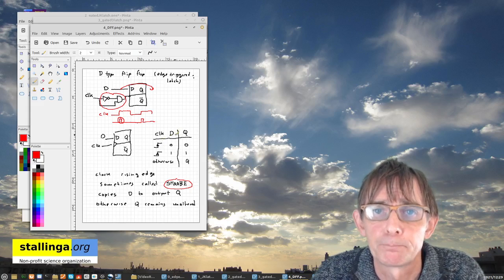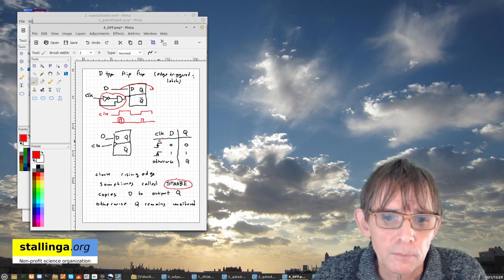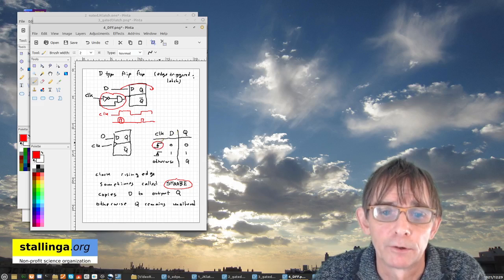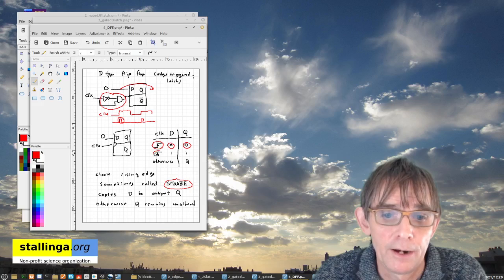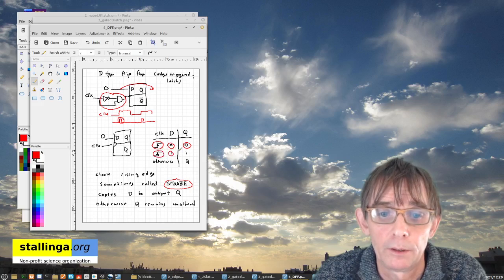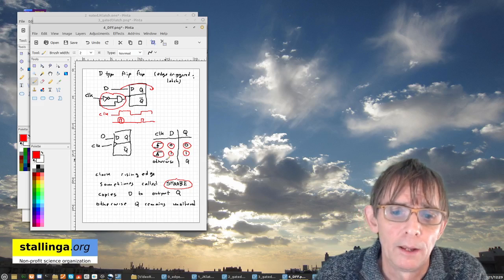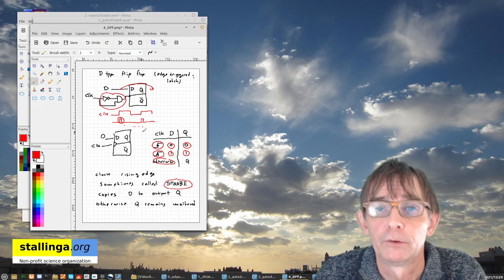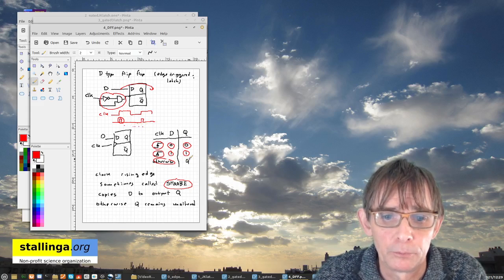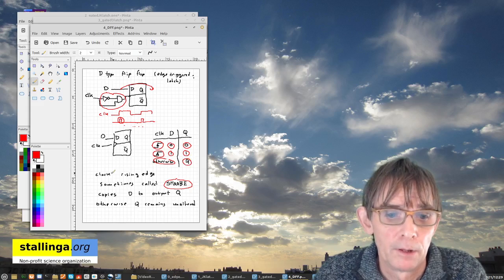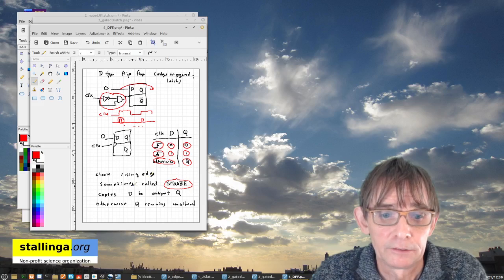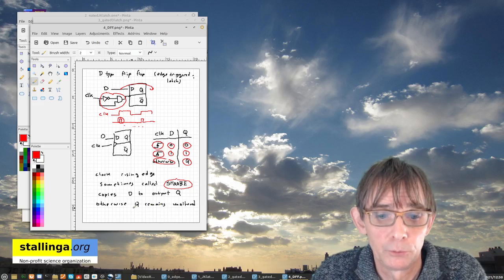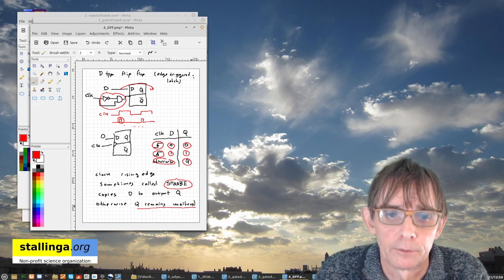Let's put this in this truth table. On the rising edge of the clock, if D is 0, the output will be 0. On the rising edge, if D is 1, it will be copied to the output as 1. And otherwise, in all other cases, so at any other point of the clock cycle, the output remains at Q. The rising edge of the clock is sometimes called the strobe. It copies D to the output Q, otherwise Q remains unaltered.